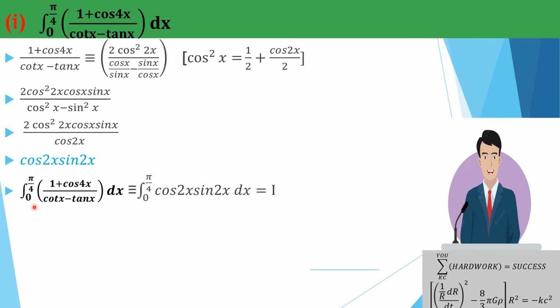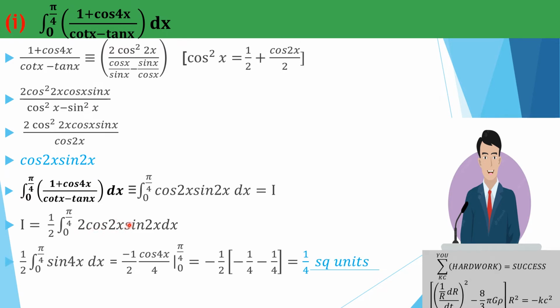Now because we've simplified the function inside here, it simplifies to cos 2x sin 2x. It means the integral of the whole function is the integral of cos 2x sin 2x. Let's call that integral I. I can multiply this by 2 and put a half out here, so that I have 2 cos 2x sin 2x dx, which becomes sin 4x, because 2 cos theta sin theta is sin 2 theta. Our theta is 2x, so we have sin 4x. So I'll be integrating sin 4x from 0 to π/4.